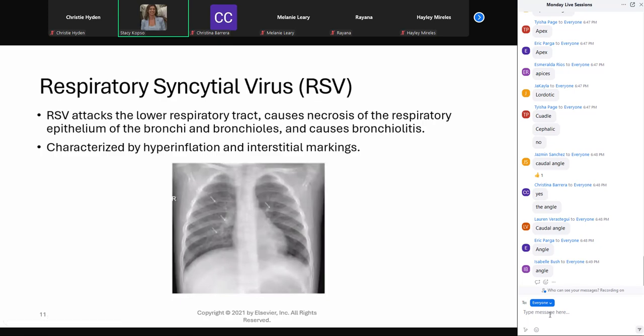RSV. RSV attacks the lower respiratory tract, causing necrosis of the bronchi and bronchioles. A patient with RSV is going to have hyperinflation, this wide chest look, and interstitial markings all around.